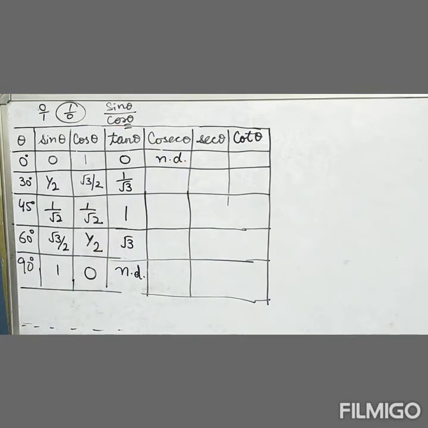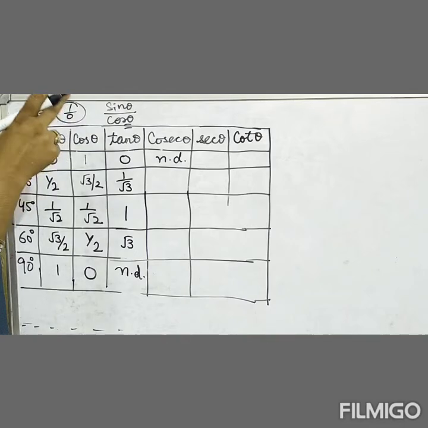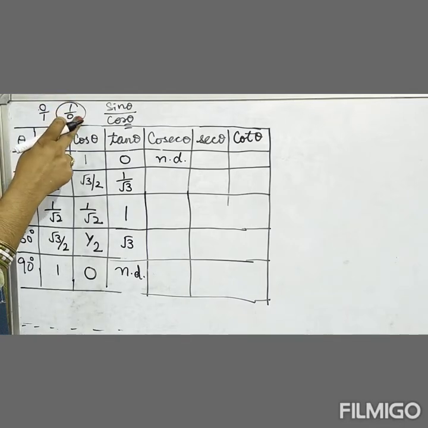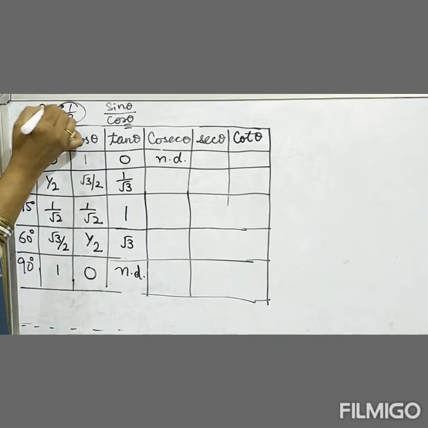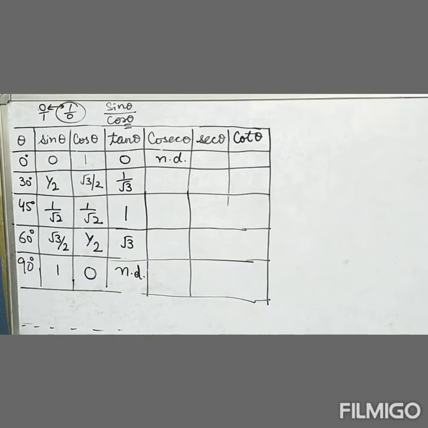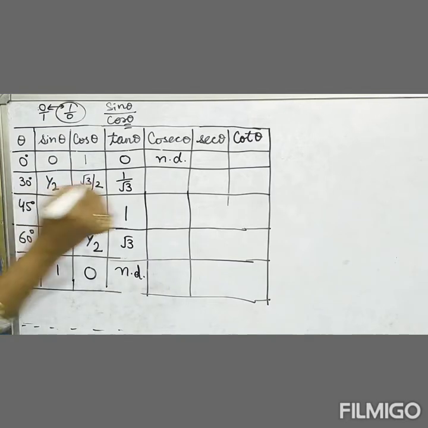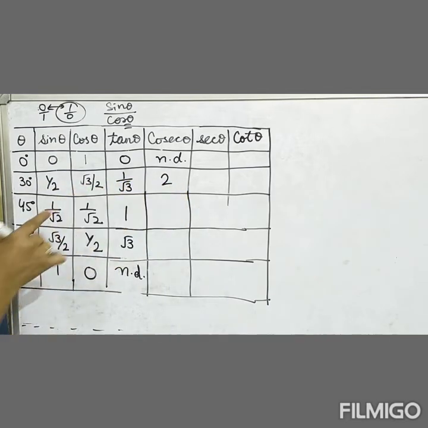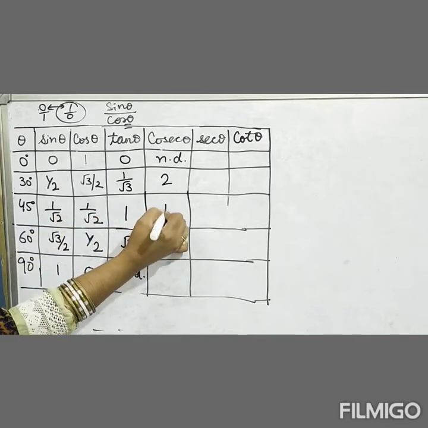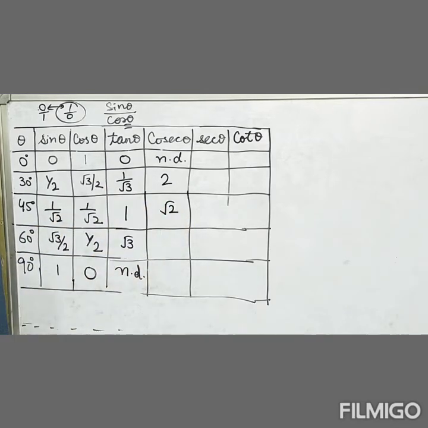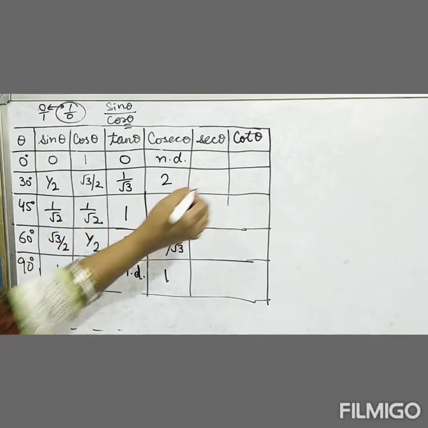So from now you should put this in your mind. Reciprocal of 0 is not defined and the reciprocal of not defined is 0. They are like that. Similarly, the reciprocal of 1 by 2 is 2 by 1, that is 2. Reciprocal of 1 by root 2 is root 2, and this will give you 2 by root 3. And reciprocal of 1 is 1. That is easy for you, I think.